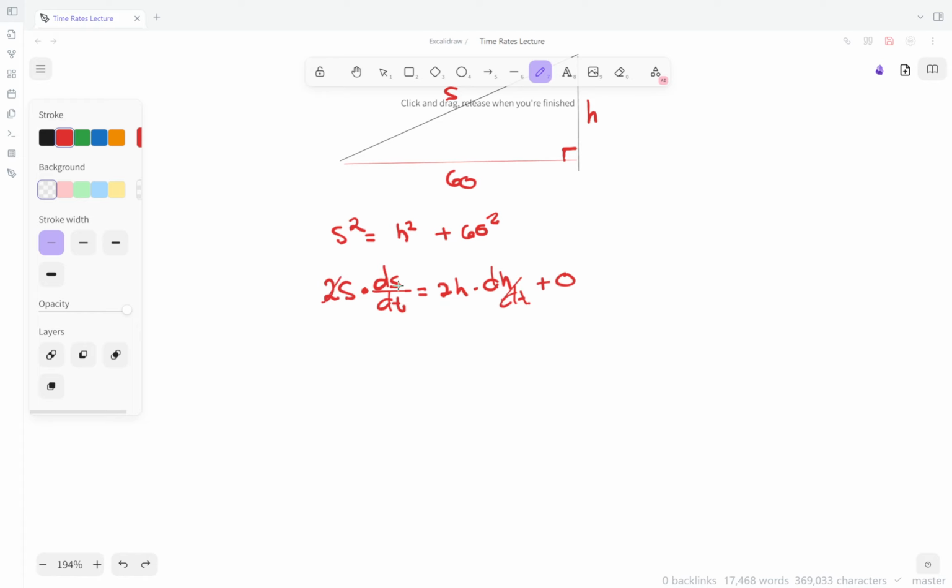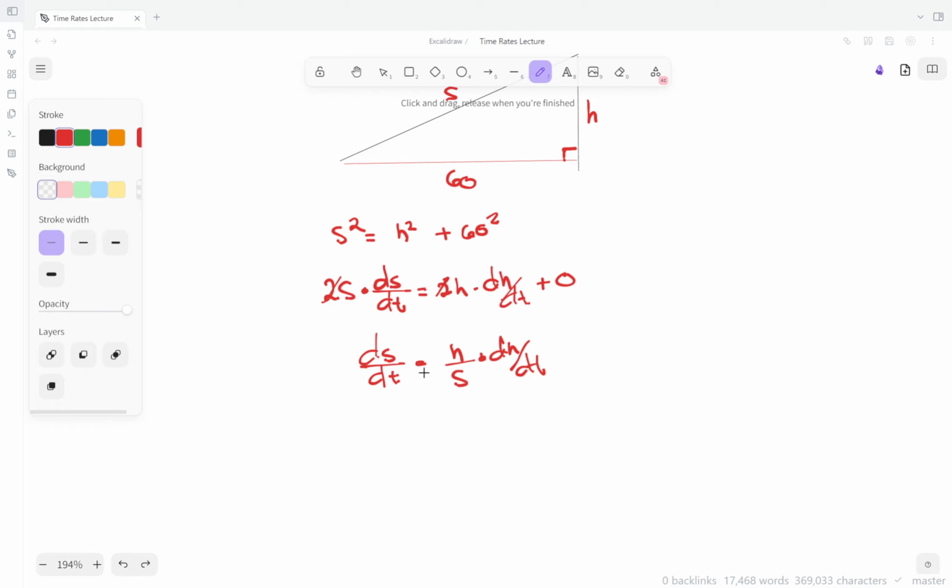Now you can divide this by 2. And what do you get? You get ds/dt, the rate of separation with respect to time, equal to h over s times the rate of h with respect to time. Now, this is the main part.